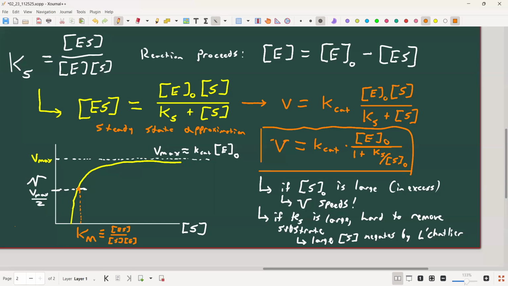This Km is, let me see what we call it exactly. I always forget what the term for this is. Right? This is in some sense the binding efficacy of the substrate. This tells you roughly how much substrate you need to put in to get half your activity.